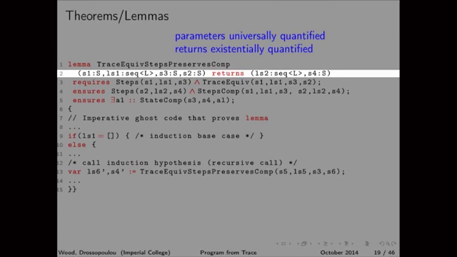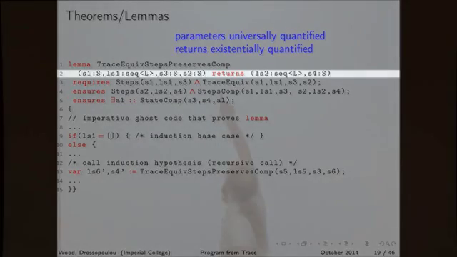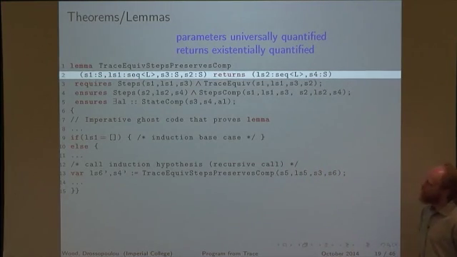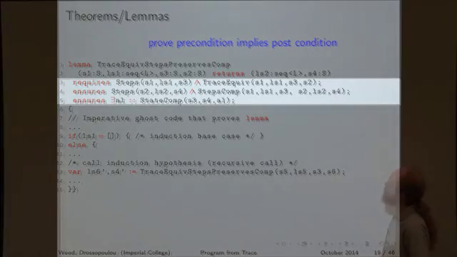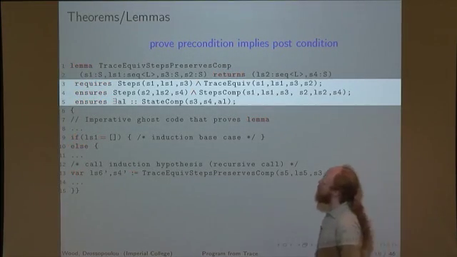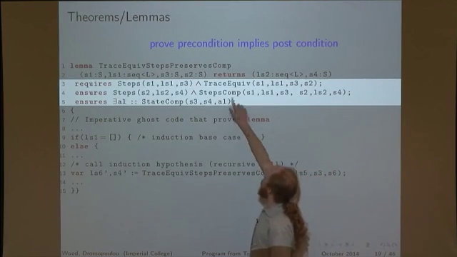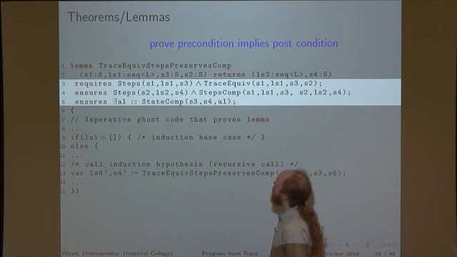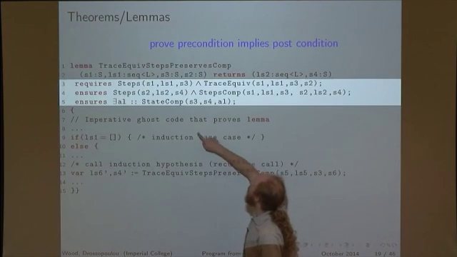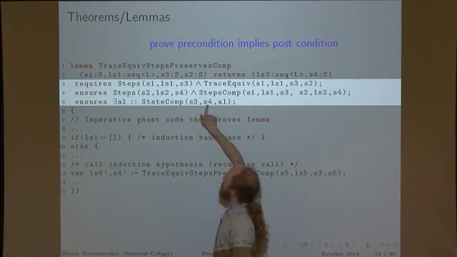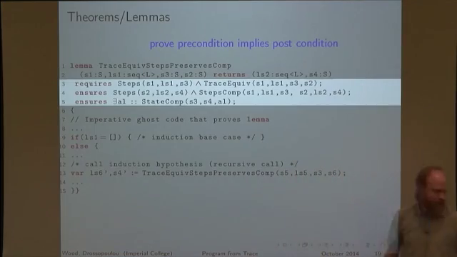So you read it as the parameters are universally quantified and the return values are existentially quantified. So we're going to say for all of the parameters there exist some return values such that the precondition implies the postcondition. Here, this is our trace equivalence. So we're going to say if we start with these two states that are trace equivalent, then we're going to end up in equivalent states always, and some other stuff as well, but that's the gist of it.